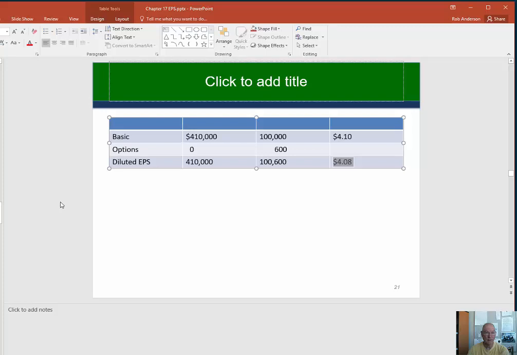So that's all there is to the treasury stock method. And in the last video coming up on EPS, what we're going to do is look at one larger example that blends all of these together, and then you'll see how that works.